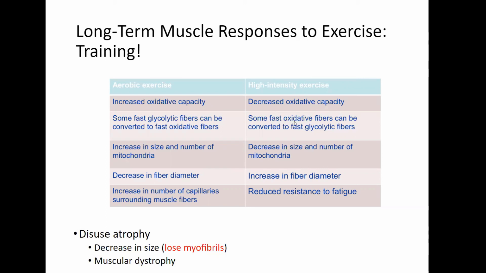Okay, so we can convert some of those fast oxidative fibers that were more built for endurance before, and convert them to fast glycolytic fibers that are now going to have more layers of actin and myosin, so we can adapt them for strength. As we do this, we would decrease the size and number of mitochondria. We'd be increasing the fiber diameter because we don't need as much oxygen anymore, so we can form more myofibrils. And we're going to see reduced resistance to fatigue, so these fibers are going to get stronger, better at producing tension, but easier to wear out.